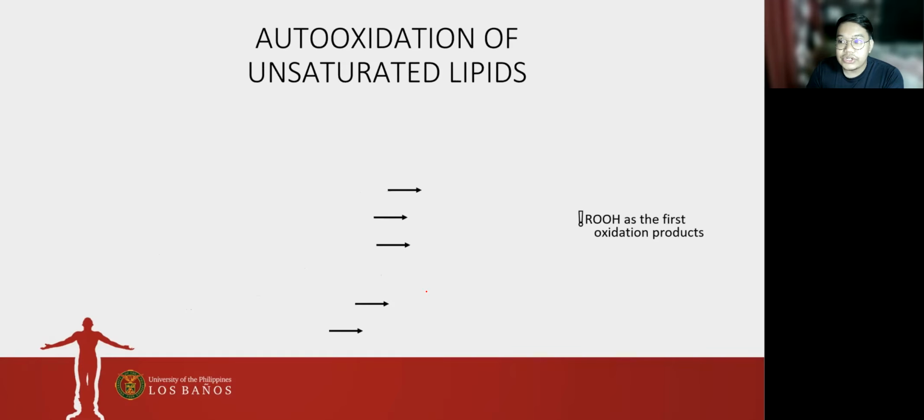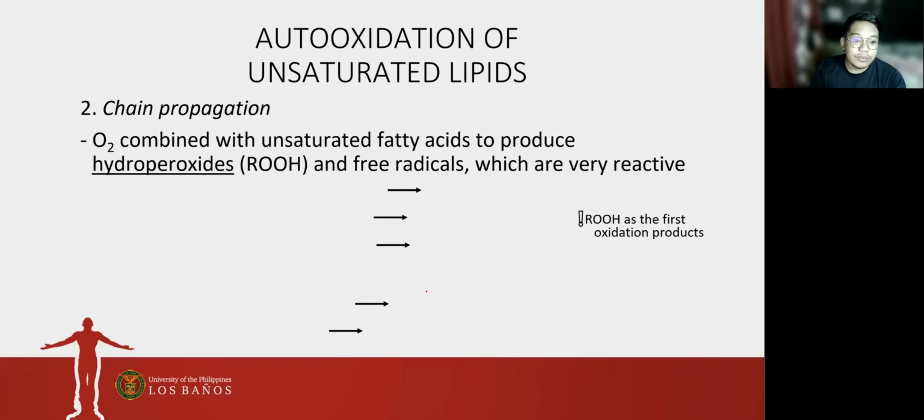So the auto-oxidation of unsaturated lipids will proceed to the step 2. After initiation, what happens is the chain propagation. So by chain propagation, the oxygen combined with the unsaturated fatty acid will produce the peroxides. Okay? Here are your peroxides and also the free radicals, which both are very reactive. Okay?